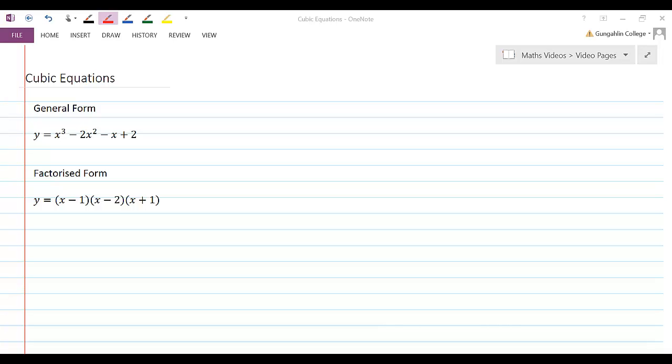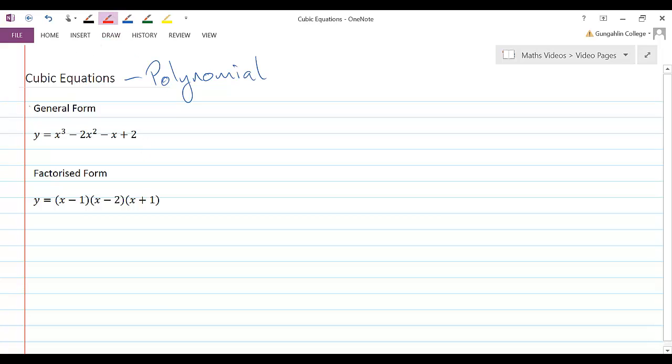Today we're going to be looking at cubic equations, and cubic equations are another example of polynomials. Now remember, a polynomial is some equation that is made up of constant terms and terms that just contain x and positive powers of x. Okay, so this is an example of a polynomial.